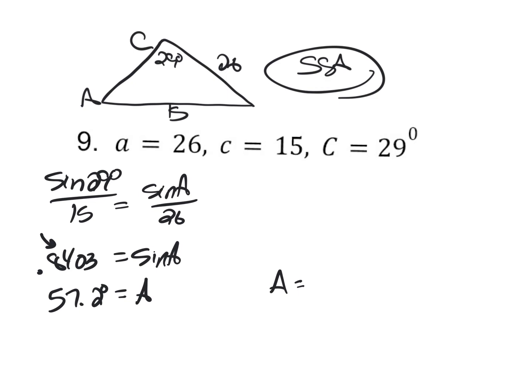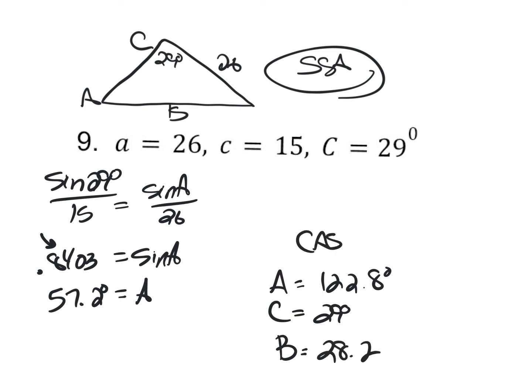Okay, so the way you do that, obviously, you subtract that from 180. So I'm doing 180 minus the 57.2, and I'm getting 122.8. Now, side angle C, we already know what angle C is, 29 degrees. And I think this is possible, because if I do 180 minus 29 minus 122.8, I'm getting 28.2 for B. So that's going to be my case 2.